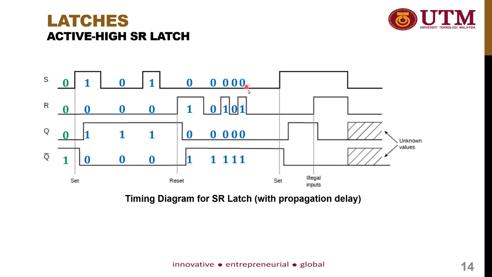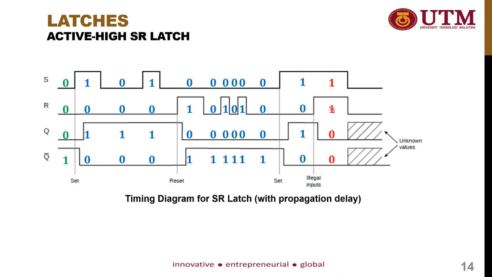And then S equals 0 and R equals 1, the latch is in reset again. And then S equals 0 and R equals 0, so the latch is in, I'm sorry, the latch is in storage mode again, so the value is not changing. So next S is set to be 1 and R is set to be 0. So it means that the latch is in set mode, where Q is set to be 1 and Q bar will become 0.